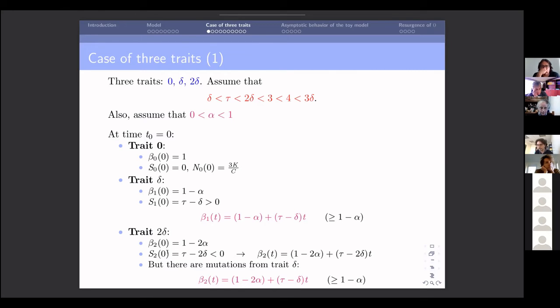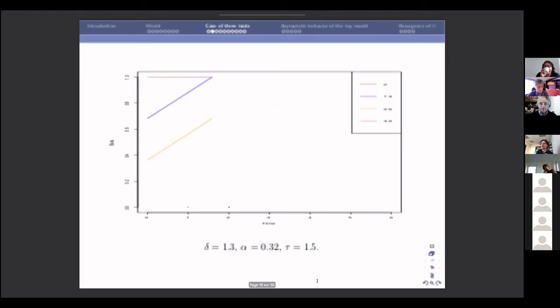For trait 2 delta, the fitness is now tau minus 2 delta, and this is negative. So it means that this trait has a tendency to decrease. So then its dynamics is going to be driven only by immigrations. And immigrations comes from this population beta 1. And so it's just beta 1 minus alpha, because I need to multiply this by k minus alpha. So I get beta 2 equal 1 minus 2 alpha plus tau minus delta t. This gives this first part of the dynamics. So this is for trait 0, for trait 1, for trait delta, for trait 2 delta.